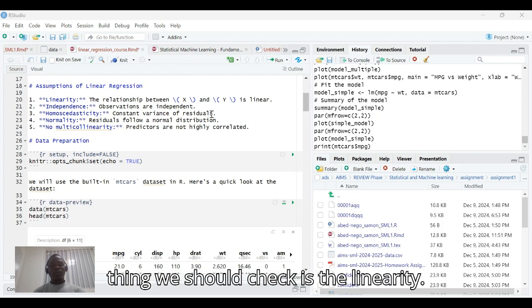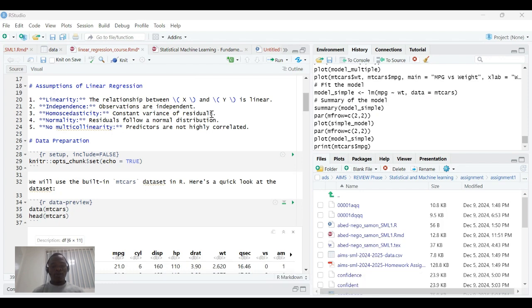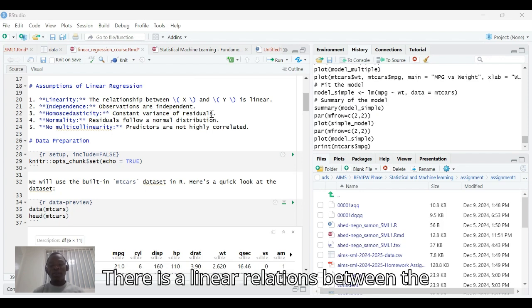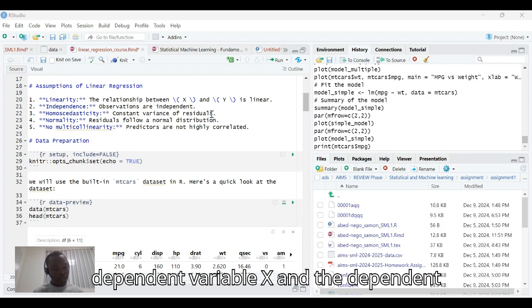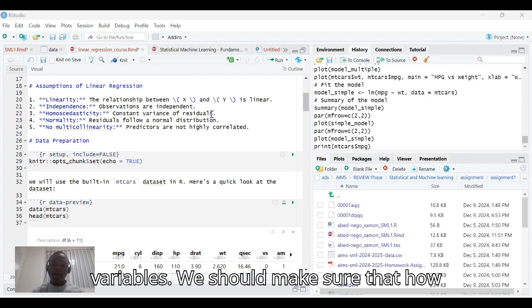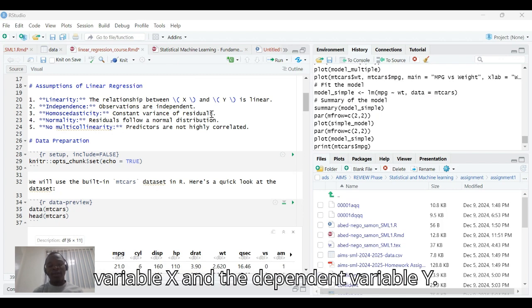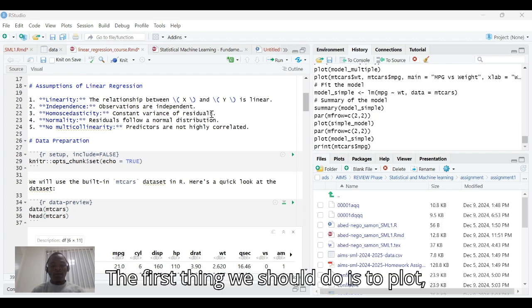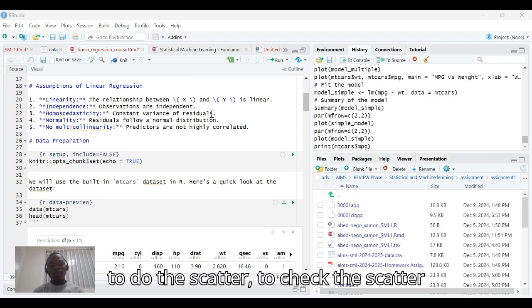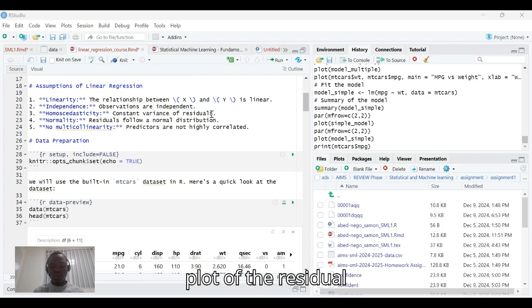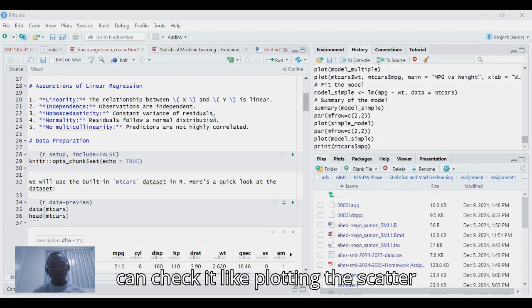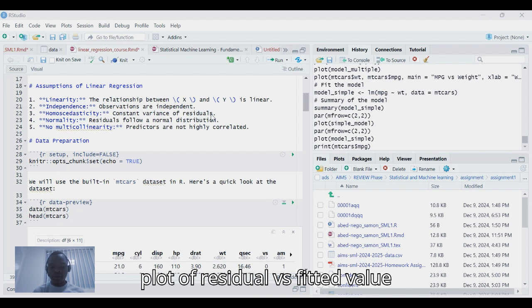The first thing we should check is linearity. There should be a linear relationship between the independent variable x and the dependent variable y. How do we check it? The first thing we should do is check the scatter plot of the residuals. We can plot residuals versus fitted values, and this should show no systematic pattern.